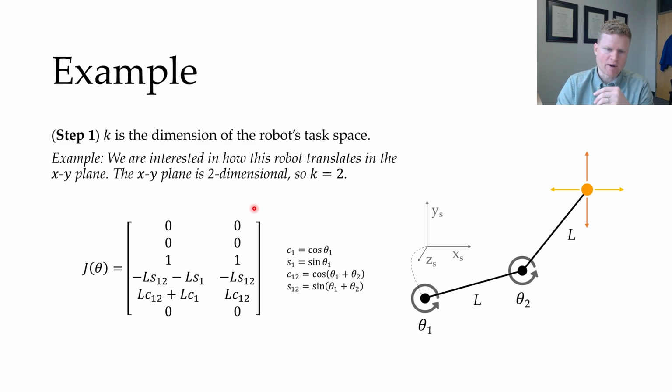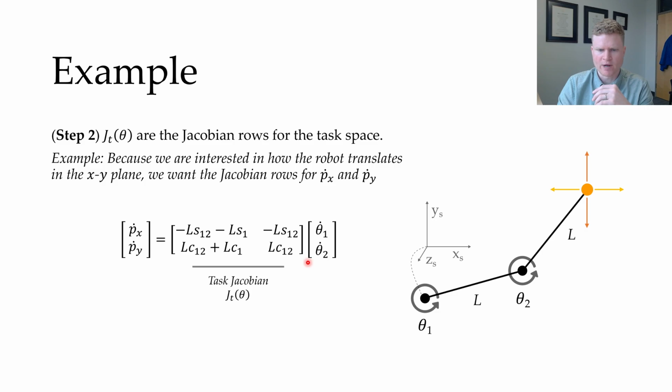Now, if I look over here at my robot's Jacobian, I want to think about how it moves in the X and Y axis, and that's going to correspond to the fourth and fifth rows of the Jacobian. So for J of T, I'm going to isolate these two rows. I'm going to write them right here. So this will be my task Jacobian. And I've picked these two rows, again, as a reminder, because I'm interested in how the robot moves in the X and Y axis. And the fourth and fifth rows are going to parameterize Px dot, the linear velocity in the x-axis, and Py dot, the linear velocity in the y-axis.